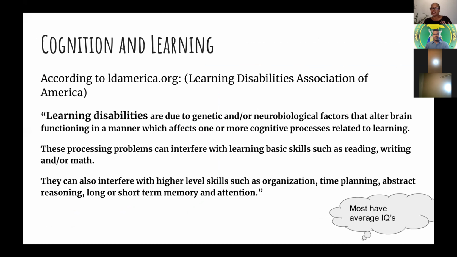It is a neurological or genetic concern with a child that alters the brain functioning that affects cognitive processes that are related to learning. Okay, so we're talking about auditory processing, visual processing. We're talking about working memory. Again, when we're dealing with IQ, you know that there are 4 different areas that are really focused on to figure out an IQ. And usually when we identify students with learning disabilities, we will see one area that's a little bit deficient that can lead us into how to support the students.